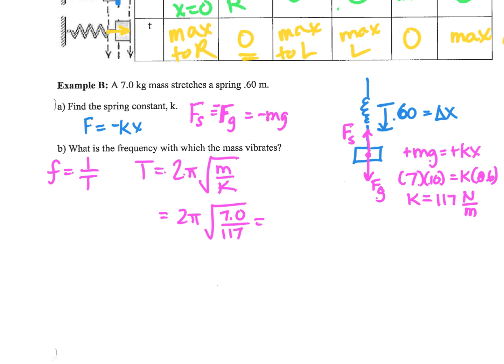So now we know the frequency is equal to 1 over that. So if I take that, I get 0.65 approximately. And this is seconds to the negative 1. So we call this 0.65 hertz. Okay? All right, so that's example B.